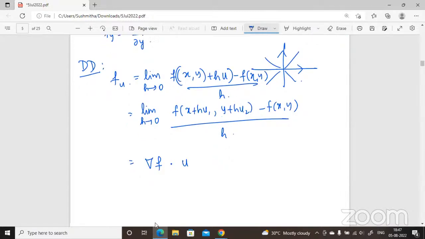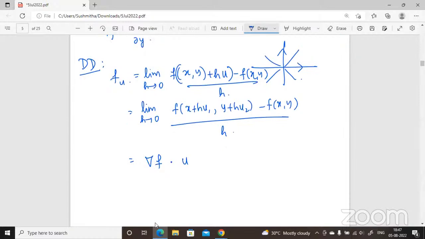Yes, ma'am, that is a much simpler way. Only if the partial derivative is continuous at that particular point. When the gradient is continuous at that point, only then do we use the gradient formula. When the gradient is continuous, not the function.